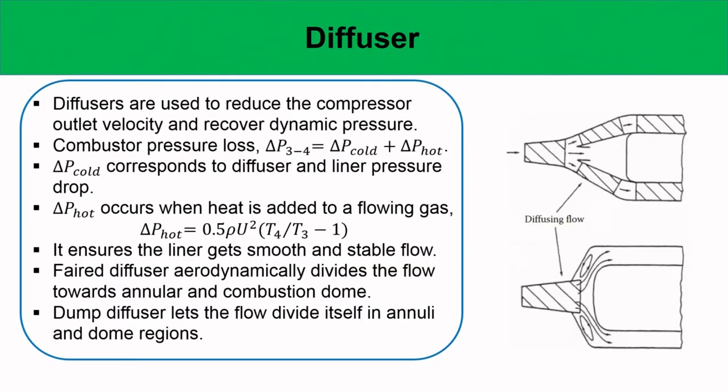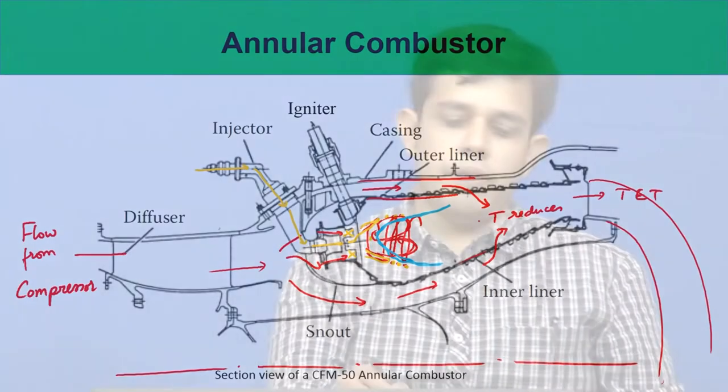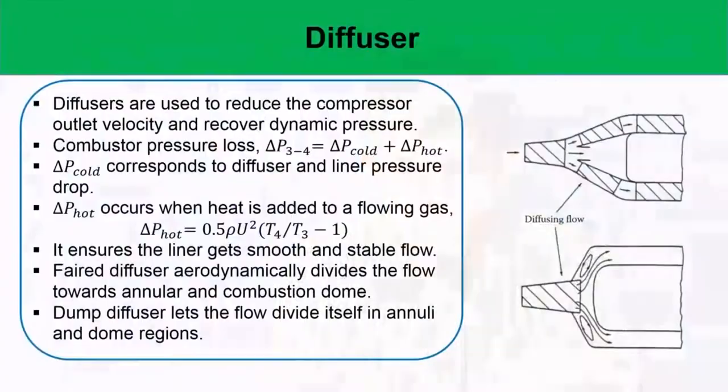As you see, one of the important parts is the diffuser. Even though this is a combustion class, because it is an important part of the combustor, we'll just tell you what the diffuser does. As we have seen, diffusers are used to reduce the compressor outlet velocity and recover the dynamic pressure. So the main purpose is to reduce the outlet velocity, so that the pressure loss is less, and also in doing that it recovers some of the dynamic pressure.